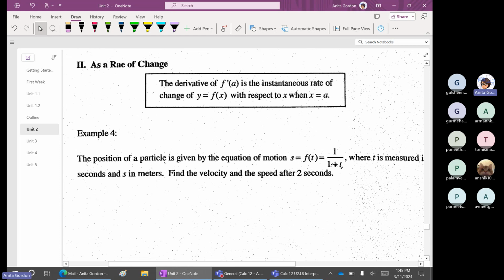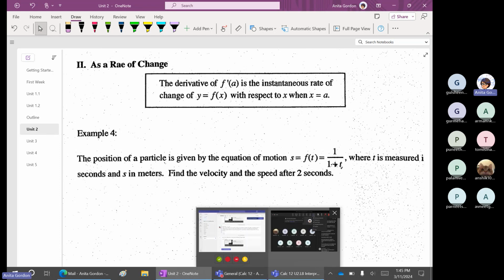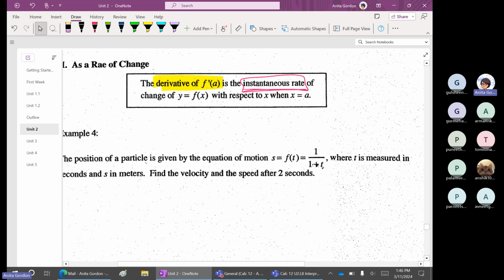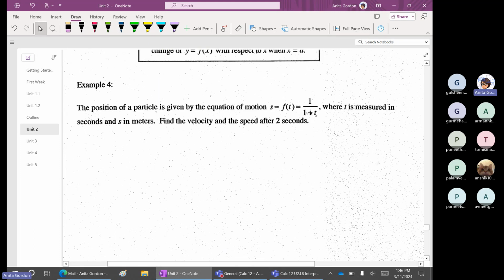Rate of change is another way we have described our limits. So a derivative could be the instantaneous rate of change of a function at a particular point. And this part is really important. It's an instantaneous rate of change, not an average rate of change. So I think we did an example very similar to this in one of our previous lessons.